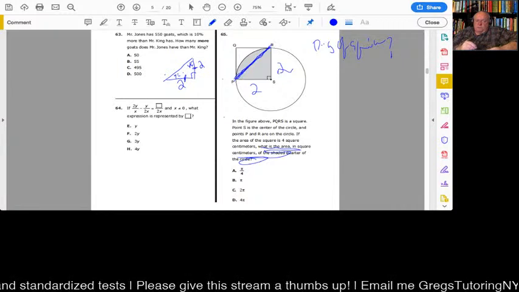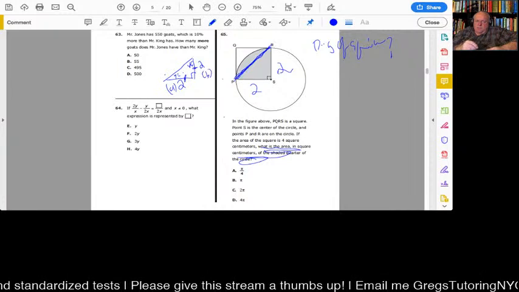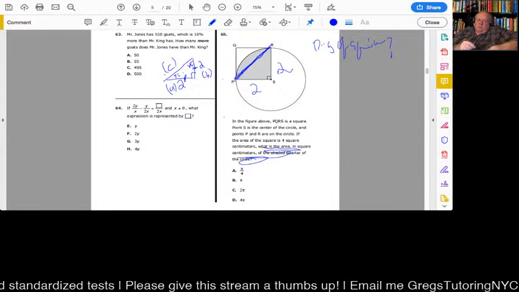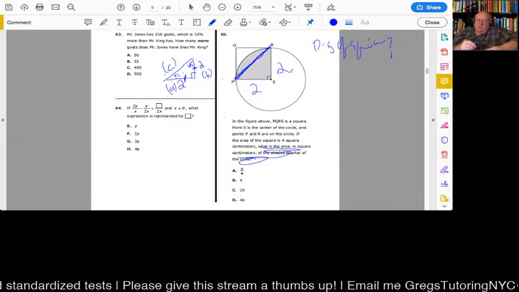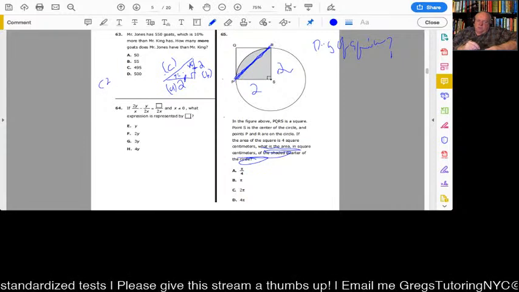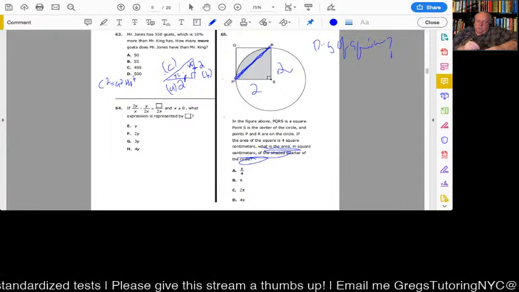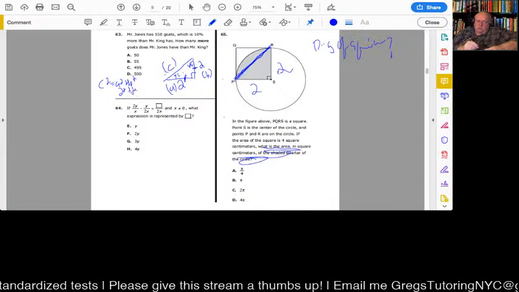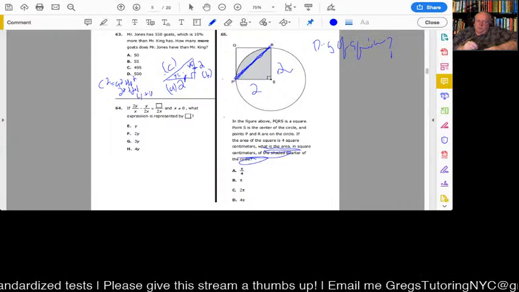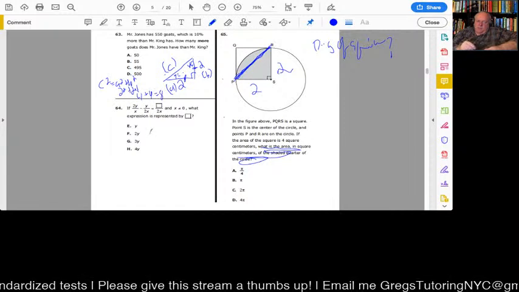So this is our side A, this is side B, and this is our hypotenuse C, right? So does anybody know what that is by default? If we were to compute it, normally we would do C squared equals A squared plus B squared, okay? So we would get 2 squared plus 2 squared, right? So we get 4 plus 4 equals 8, okay? And then we have C squared equals 8.